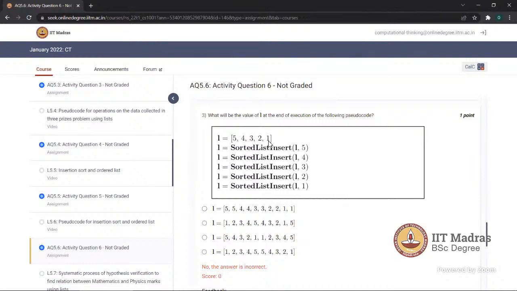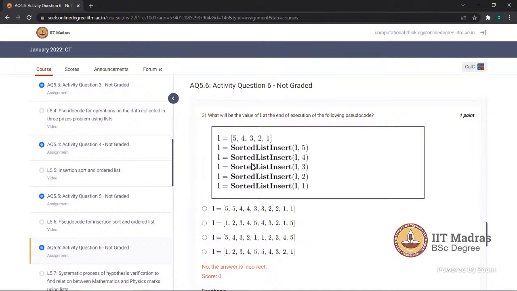No, this L is not going to get sorted. What we are saying, this is the current value. This L is equal to 5, 4, 3, 2, 1 is already there. And this sorted list insert is a procedure explained in lecture 5.6. I don't know whether you remember this from lecture, but Professor Madhavan Mukund explained this particular procedure, sorted list insert, in this lecture.